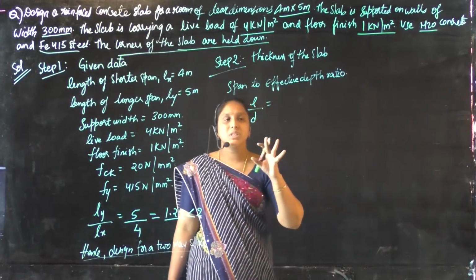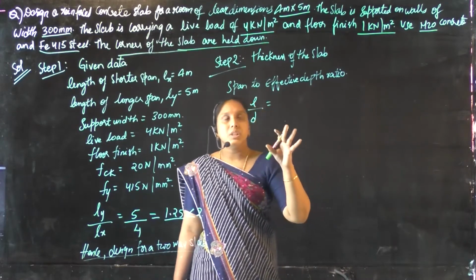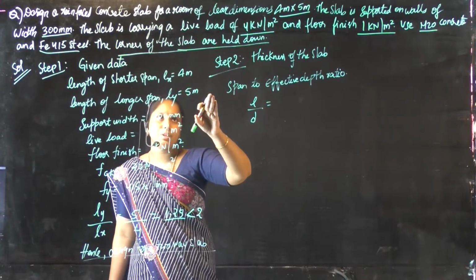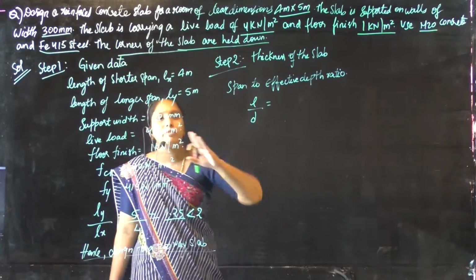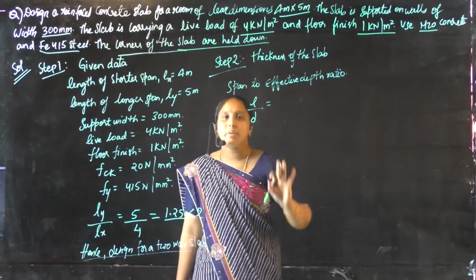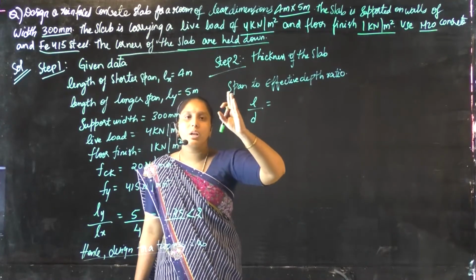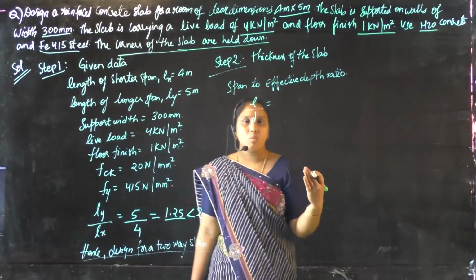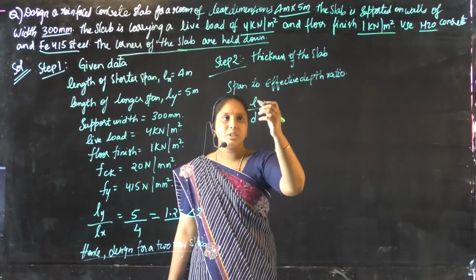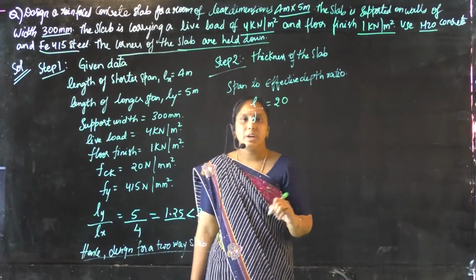The slab is a simply supported slab. But you can see here that the length of the shorter span is more than 3.5 meters. If it is less than 3.5 meters, then for a simply supported slab, the L by D ratio will be 35. But here the length of the shorter span is more than 3.5 meters. So here I am taking the basic value first, that is the L by D ratio. The basic value for a simply supported slab will be 20.